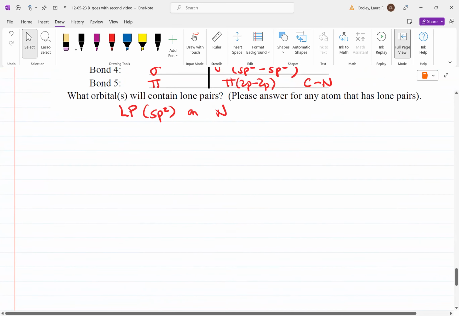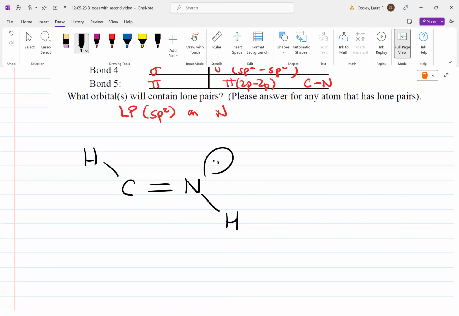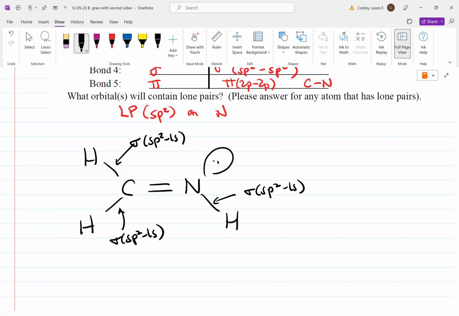Now, finally, we'd like to draw a large version of this, and label the overlaps and label the bonds. Sigma sp2 1s, sigma sp2 1s, sigma sp2 1s, sigma sp2 1s, and finally pi 2p 2p and a lone pair on the sp2.